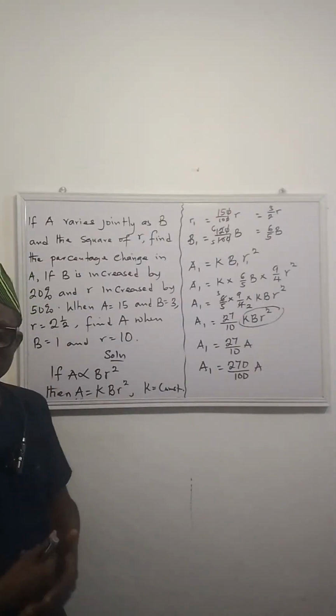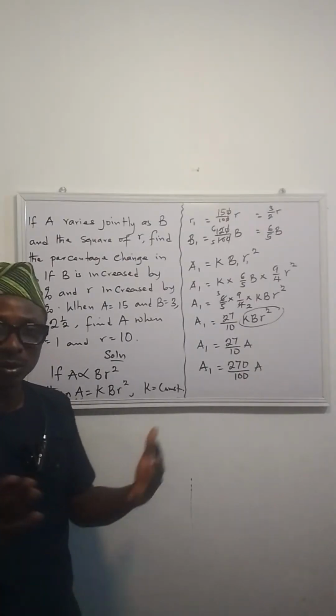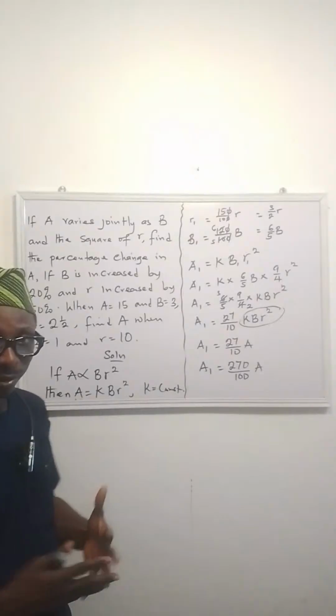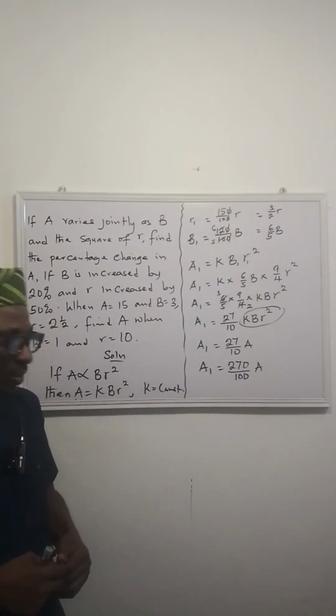So I want you to drop your answer in the comment section. So do that and let me see what you have. What is going to be the increment in A? I told you earlier that this class is going to be interactive. Make sure you are doing something. So just drop your answer and let me see what you have.